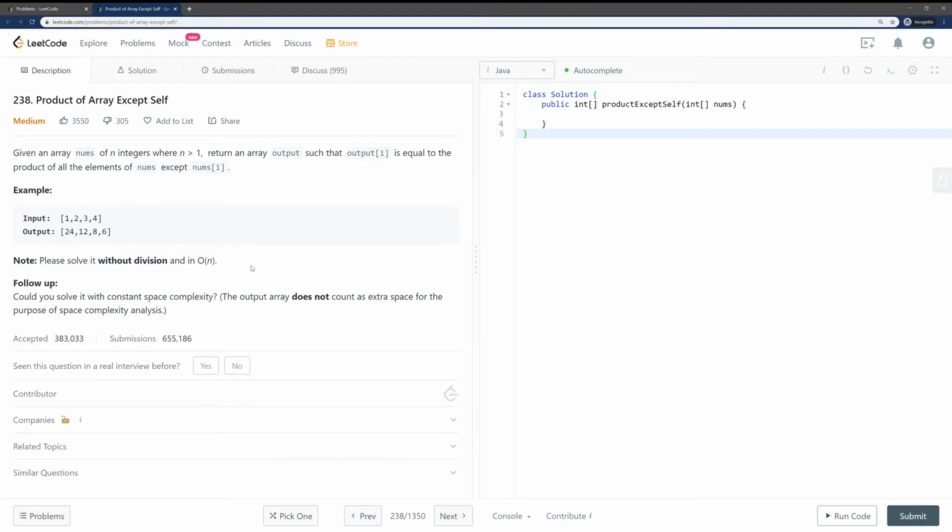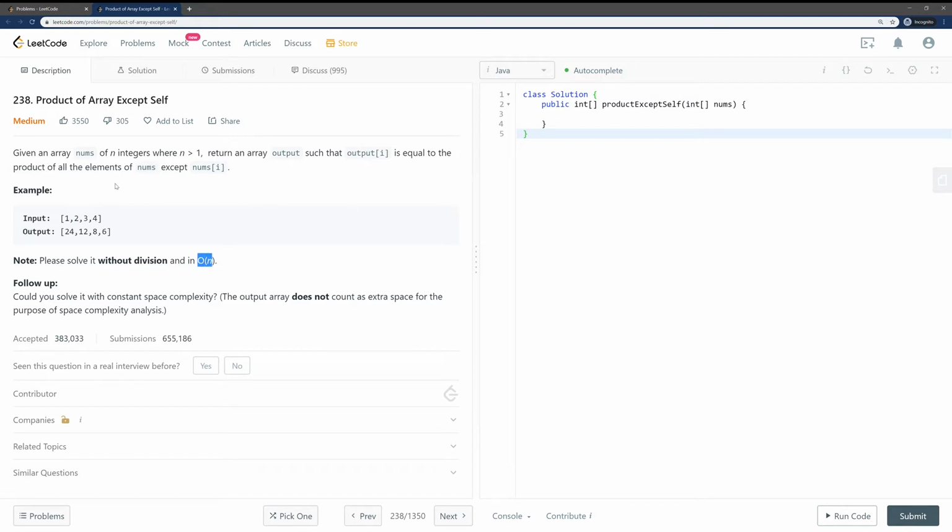There is an easy or brute force way to solve this problem, that is to just multiply all the numbers. But the note is that please solve it without division and also in order n time. The brute force method will be order n square, because for each of the items we want to find all the other n numbers and multiply them. So for each element it will be order n, so that will be order n square. The order n square algorithm will be pretty easy. So how can we solve it in order n?